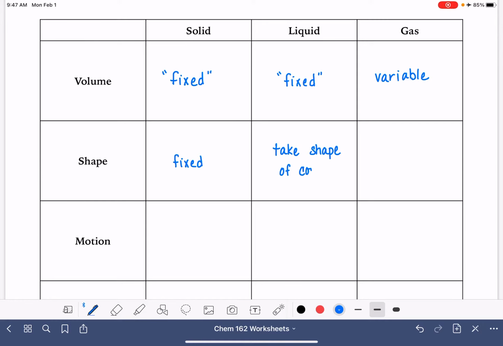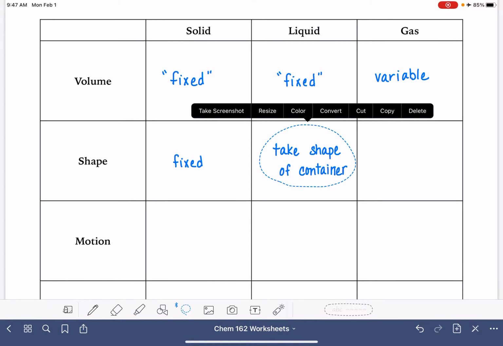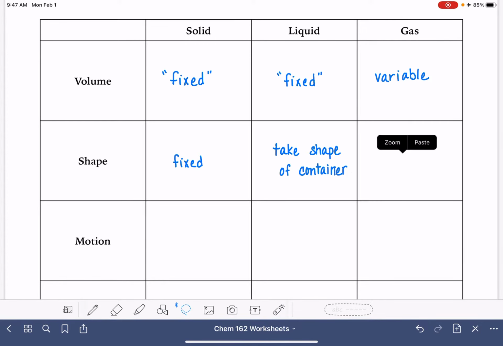You can imagine maybe having a glass of water and you pour that into a water bottle. It's going to take a different shape. And this is also true for gases. Gases expand to fill the entire volume of whatever container they're in.